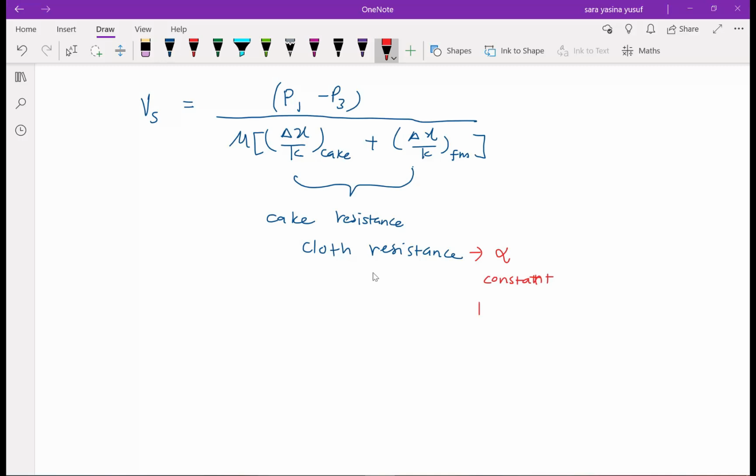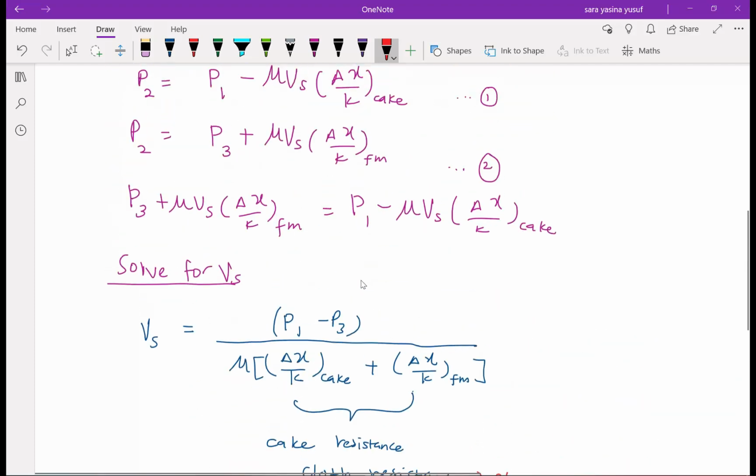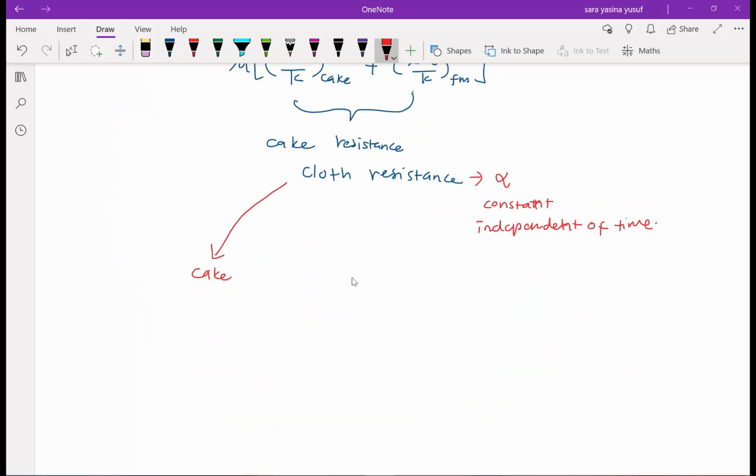And independent of time. We're going to do the analysis on the cake only, because this one is constant, so we cannot do anything about this. That is why the analysis to produce this model is called cake analysis, or analysis of cake, because the cake formation will be changing with time, or depending on time.